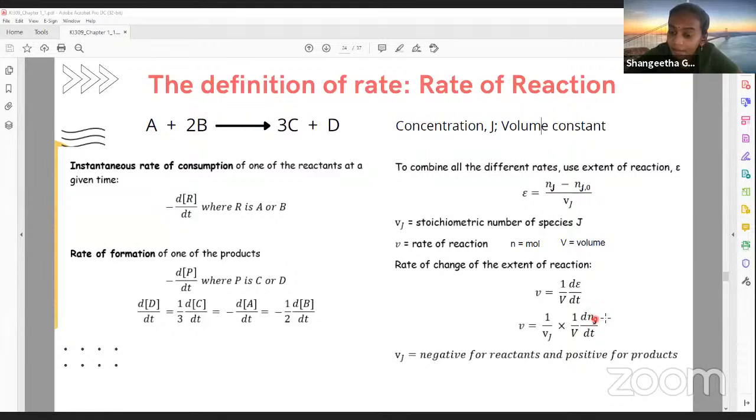What does that mean? You should remember that n is equal to MV, correct? So when you have n over the volume, you are actually looking at the concentration. That is how you get the change in concentration over time. And for rate of reaction, you need to take the stoichiometry of the reaction into consideration.